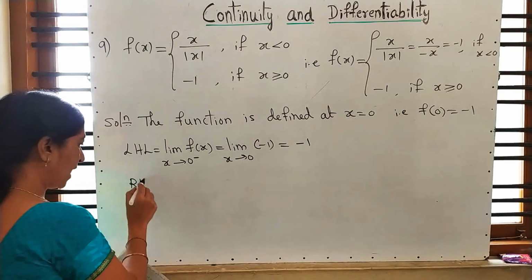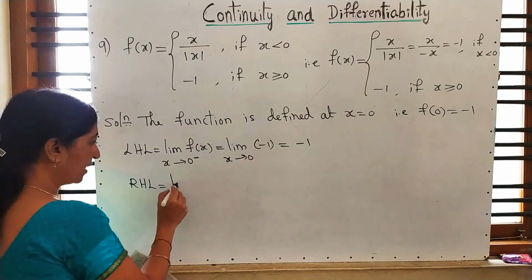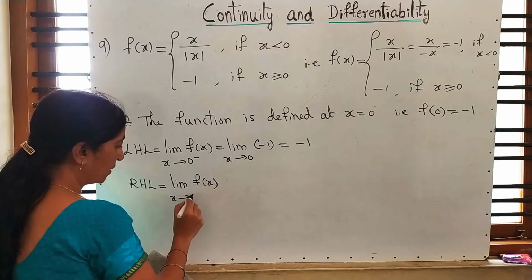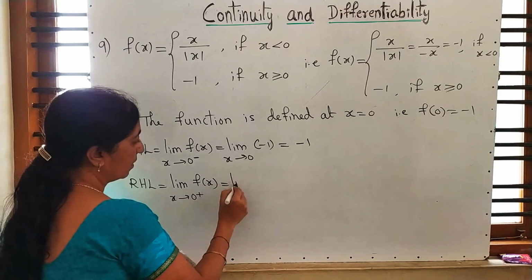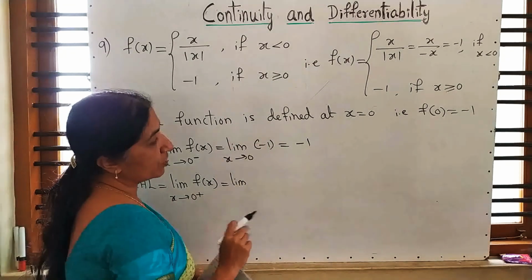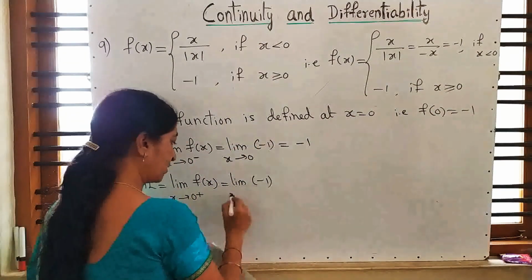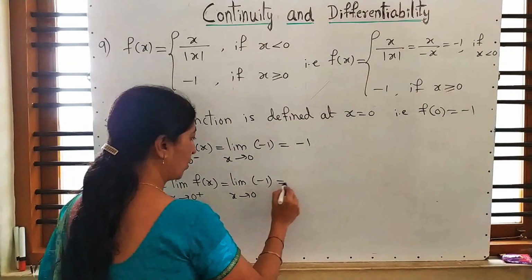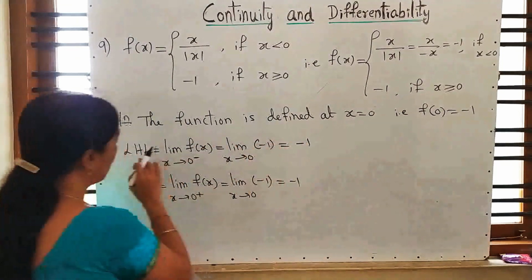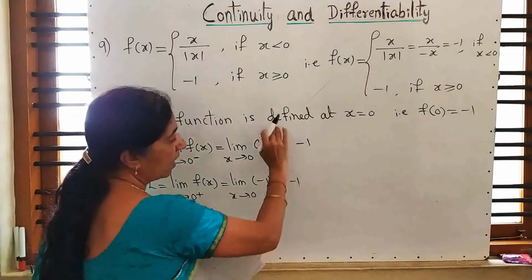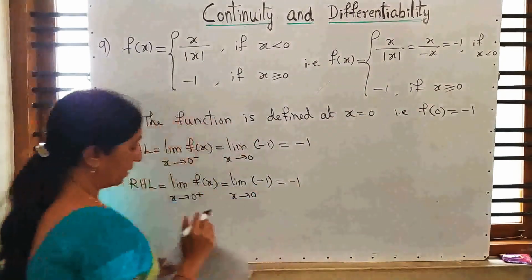Now right hand limit. Right hand limit is what? Limit f of x as x tends to 0 plus. See, in which expression is it greater than 0? In the second expression. Here it is minus 1 as x tends to 0. Answer is minus 1. See, the left hand limit is minus 1, right hand limit is minus 1, and the function f of 0 is minus 1.